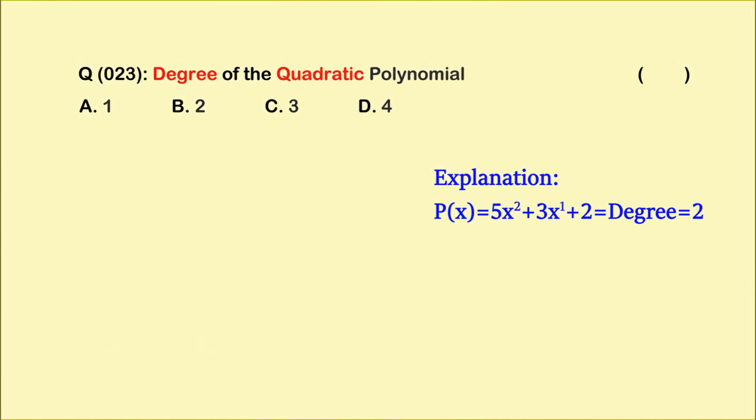Question number 23. Degree of the quadratic polynomial. As you know, the example of quadratic polynomial 5x square plus 3x to the power of 1 plus 2. So it has degree 2. So the right answer is B.